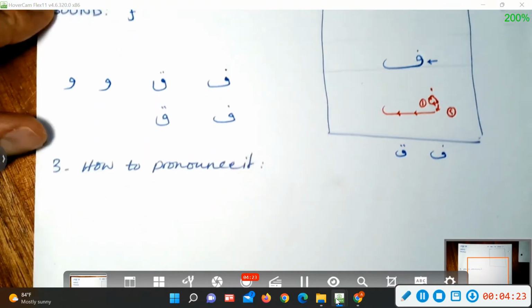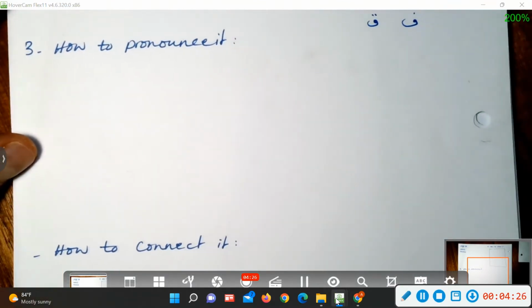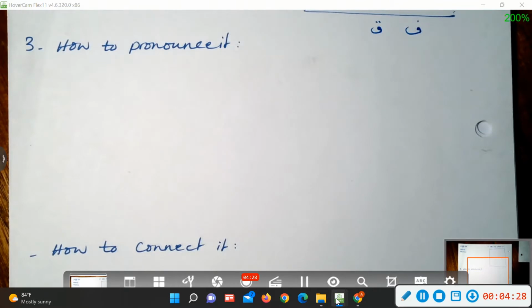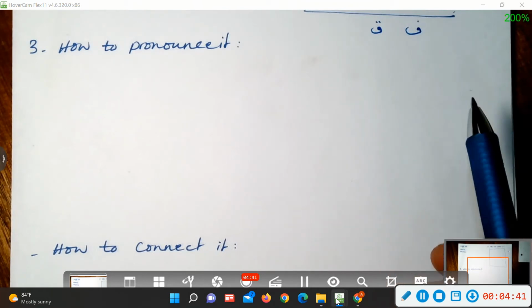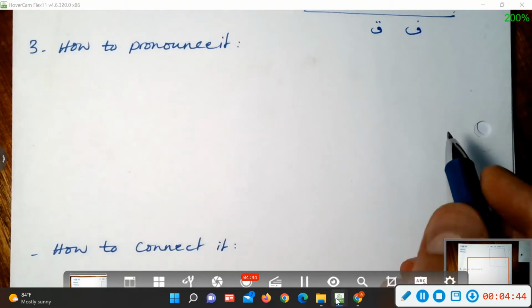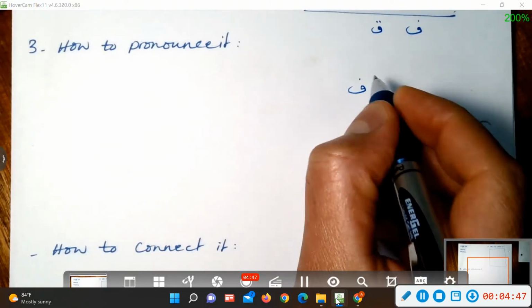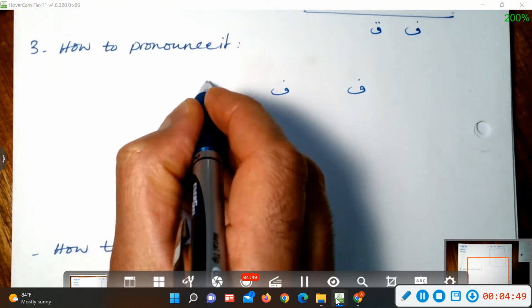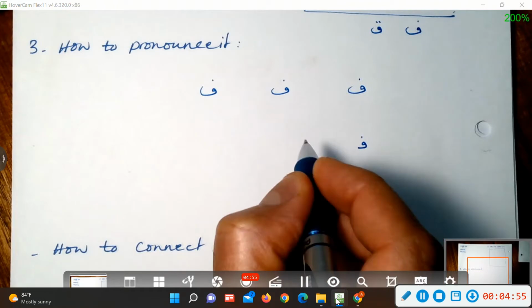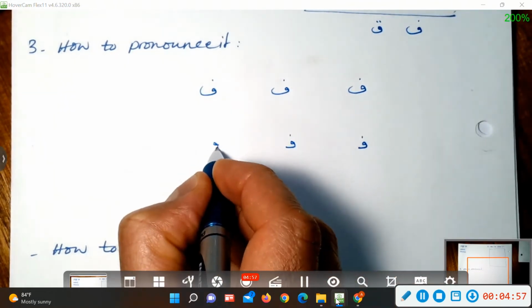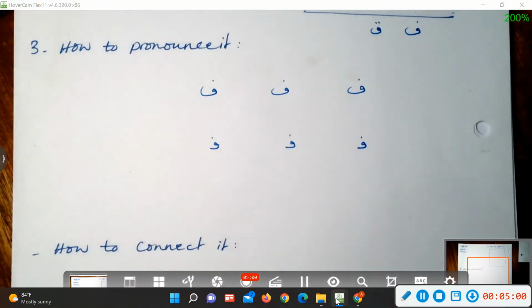Now let's see how to pronounce it. As with most of the letters in Arabic, the majority of the letters have an equivalent in English, and Fa is exactly pronounced like the letter F. So this is Fa, Fa, Fa. And like Ba, when it's connected, we forget the tail, just the head. This differs.